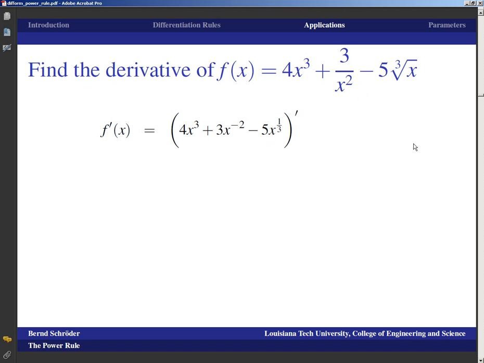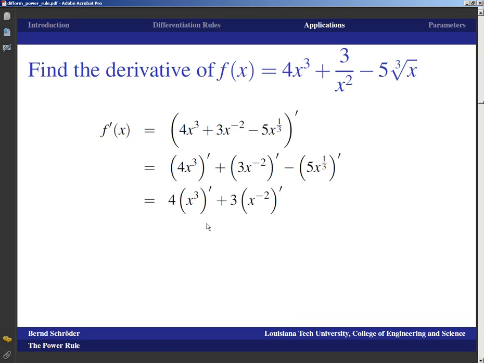What comes now probably has too many steps in between, and we're only going to do it in this level of detail once, but nonetheless, you realize that, well, if you've got a derivative of a sum or a difference, that's just the derivatives of the individual terms with the appropriate signs in between. And we know that if you have a constant in front of a function inside the derivative, then the constant can be pulled out, and that can happen for the 4x cubed, it can happen for the 3x to the negative 2, and it can happen for the 5x to the 1/3.